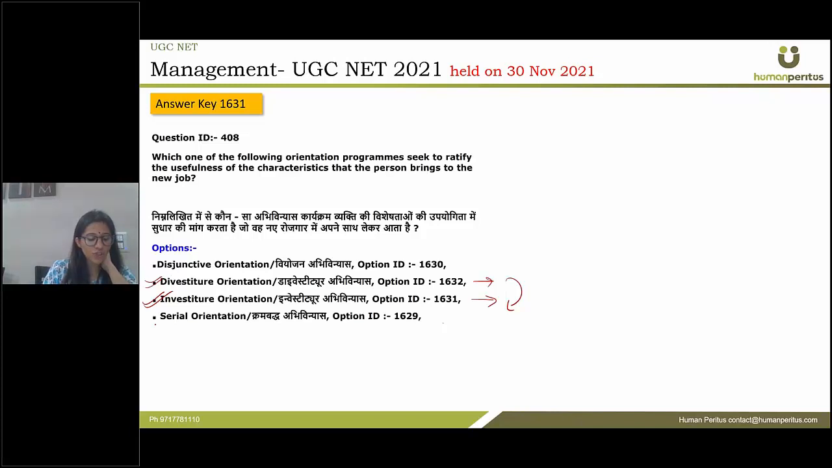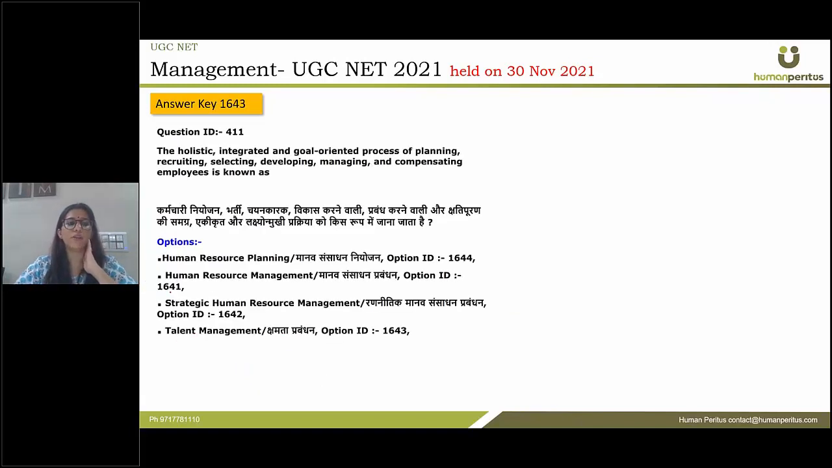And the other options are disjunctive and serial. Disjunctive is the one where there is no senior employee available to guide the new hire, and serial is where there is the availability of a senior employee. So here the senior employee is available to guide the new hire or to make the induction of that new hire possible. So the correct option in this is 1631. Moving to the next one.